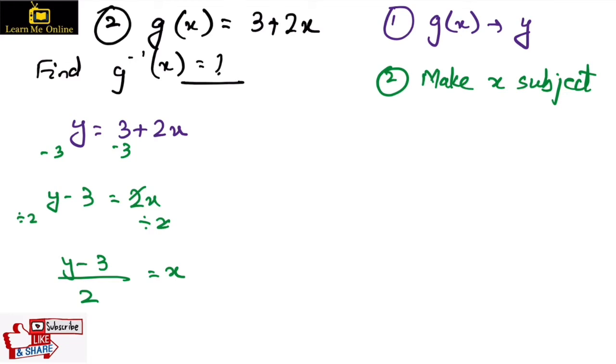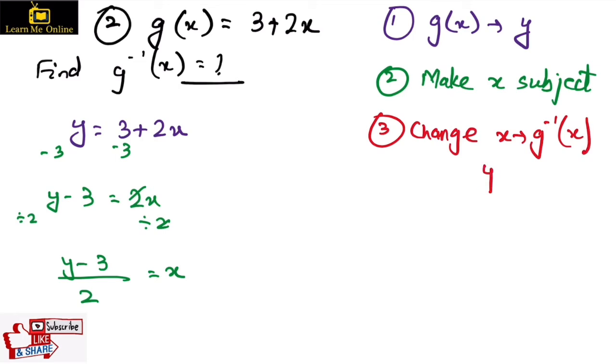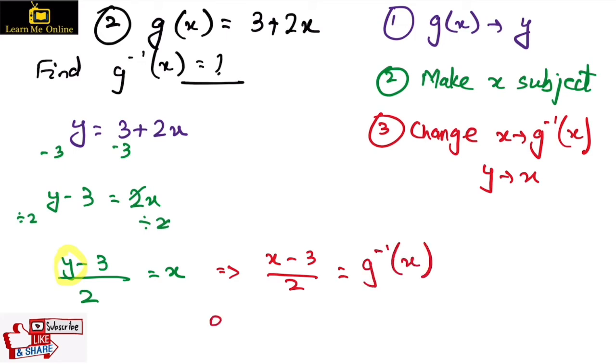Once we have made x the subject, the last step is to change x to the inverse of the function given to you. So change x to g inverse of x, and y is replaced by x. This is the last step. So this y is going to change to x. That would be x take away 3 over 2 equals g inverse of x. Or you can just write that g inverse of x equals x minus 3 over 2. It's exactly the same thing.